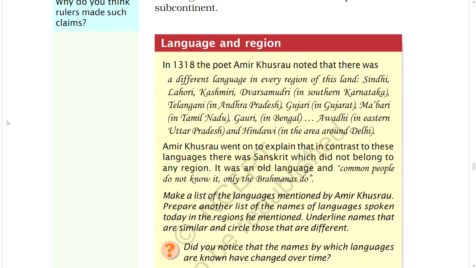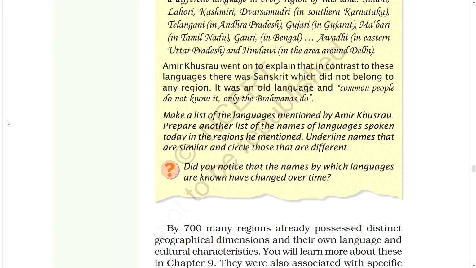Only the Brahmanas do. Make a list of languages mentioned by Amir Khusro. Prepare another list of the names of languages spoken today in the regions he mentioned. Underline names that are similar and circle those that are different. Did you notice that the names by which languages are known have changed over time? Comment on this.